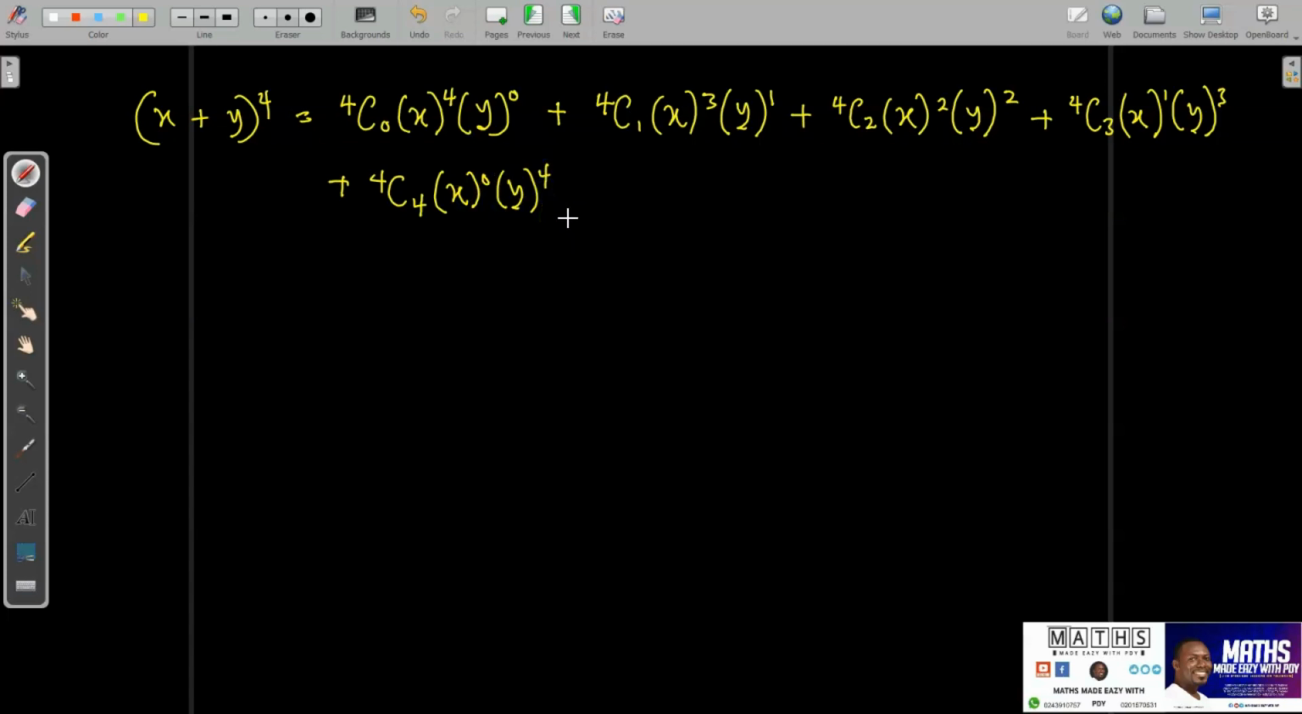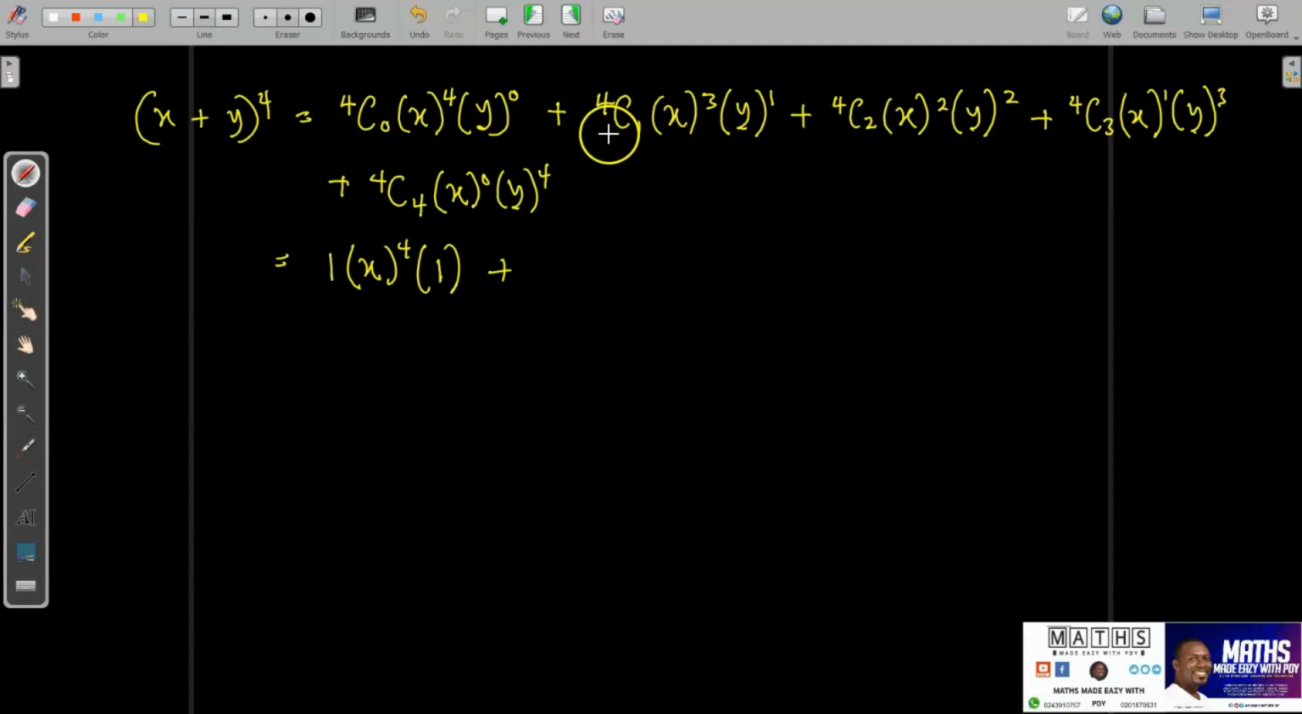Very good. I've told you I don't want you to chew. I want you to understand and write it wholeheartedly. Now, in as much as the calculator can give you the answer, what are we getting? 4 combination 0. We saw that it is what number? Please, let's go fast, we don't have time. Yes, 4 combination 0, what's the answer? 1. Then x to the power 4 is the same as x to the power 4. But y to the power 0 is what value? 1. Good. Plus 4 combination 1.